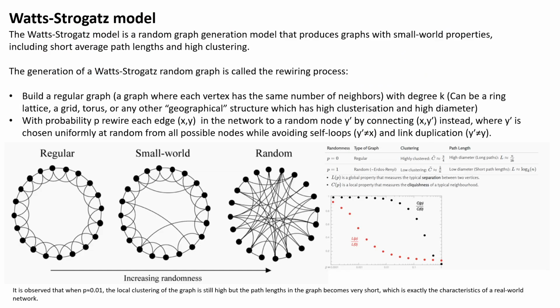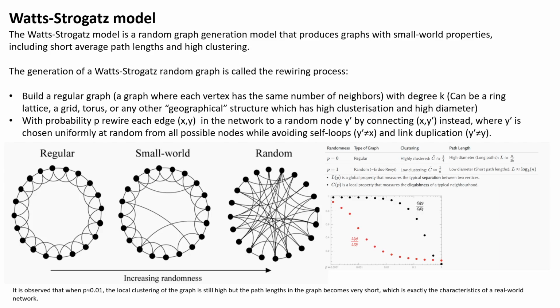Okay, this is another randomized model, which has also been talked about a little in class. It is a random graph generation model that produces graphs with small world properties, including short average path lengths and high clustering. The issues that we were facing in the ER network are kind of solved in this WS model. It is known as the rewiring process, and it has two steps.